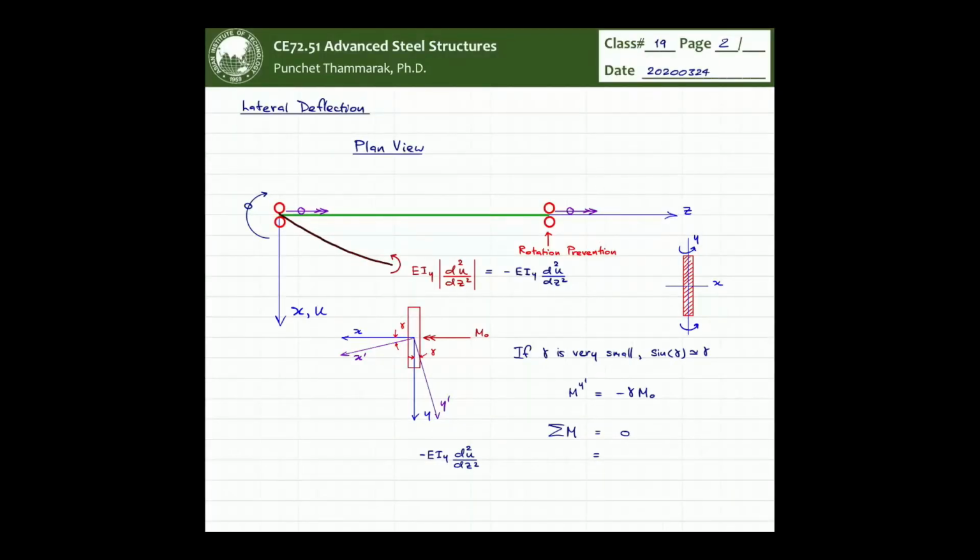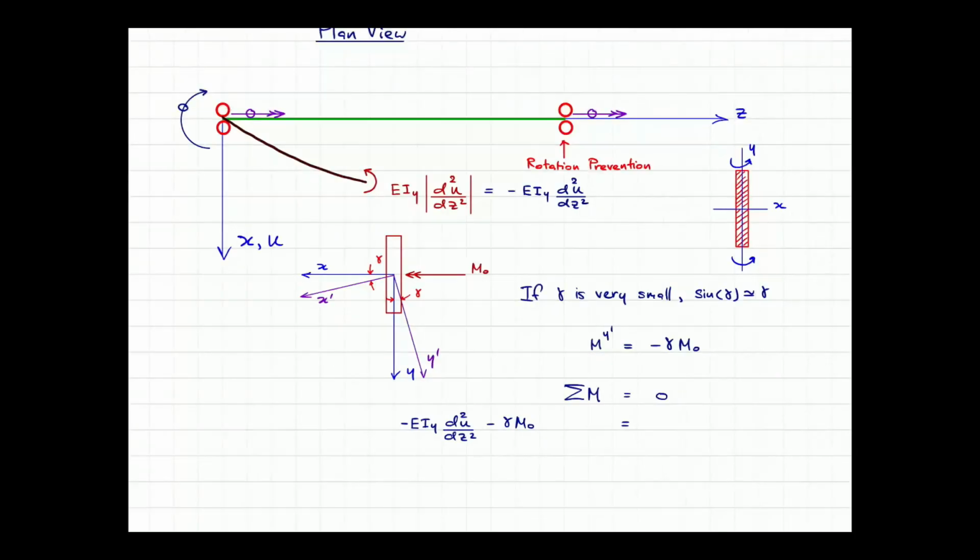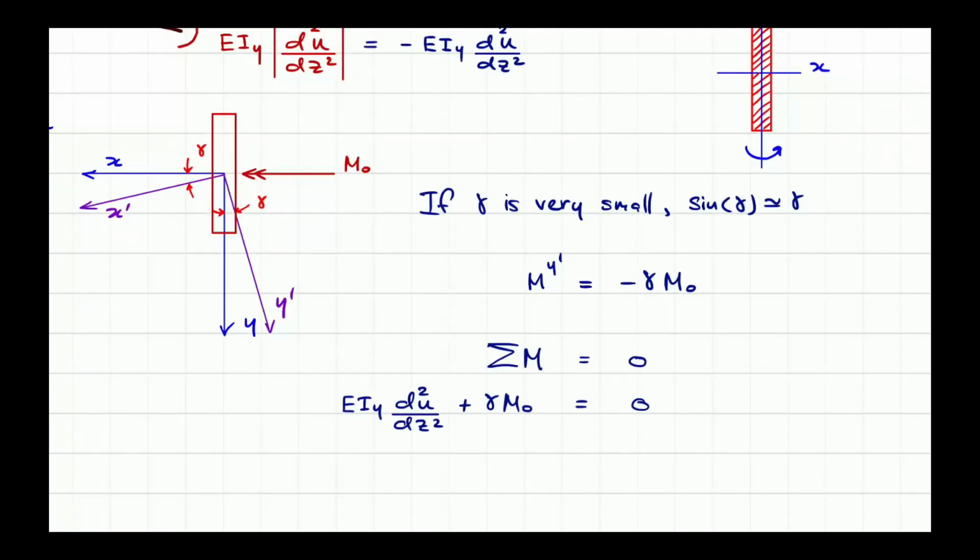Okay. And then the moment is given by the minus gamma m naught equal to 0. So we just take out, cancel out the side. We get the equation number 2.